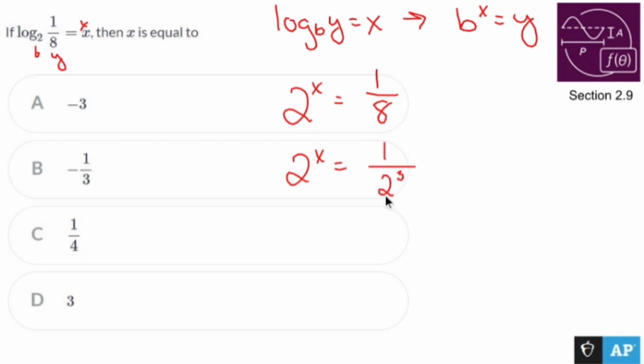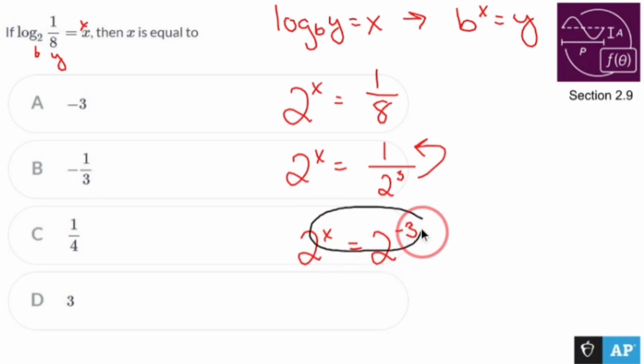And since this is on the bottom of a fraction, I can move you upstairs and make the exponent negative. So now that I have a base of 2 to the something power equals a base of 2 to the something power, when you have the same exact bases equal to each other, their exponents are equal to each other. So x in this case is -3. Oh, wasn't that fun?